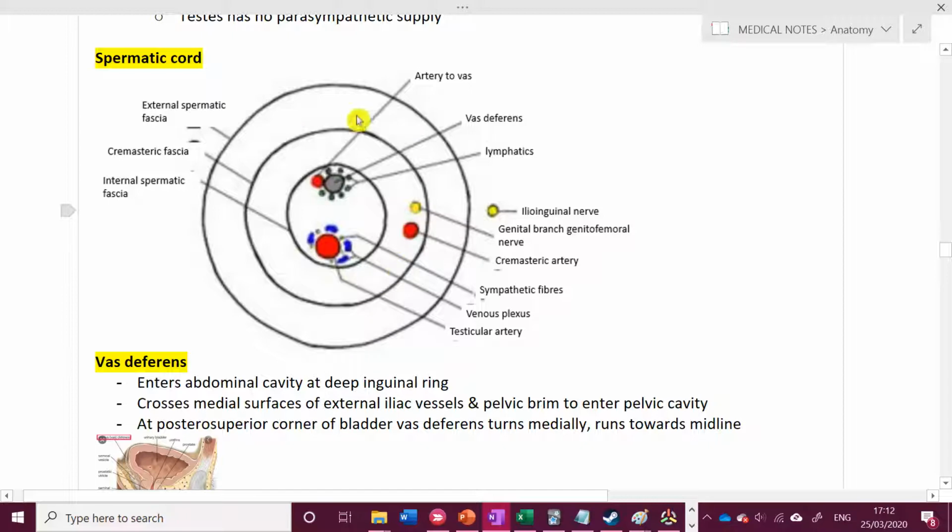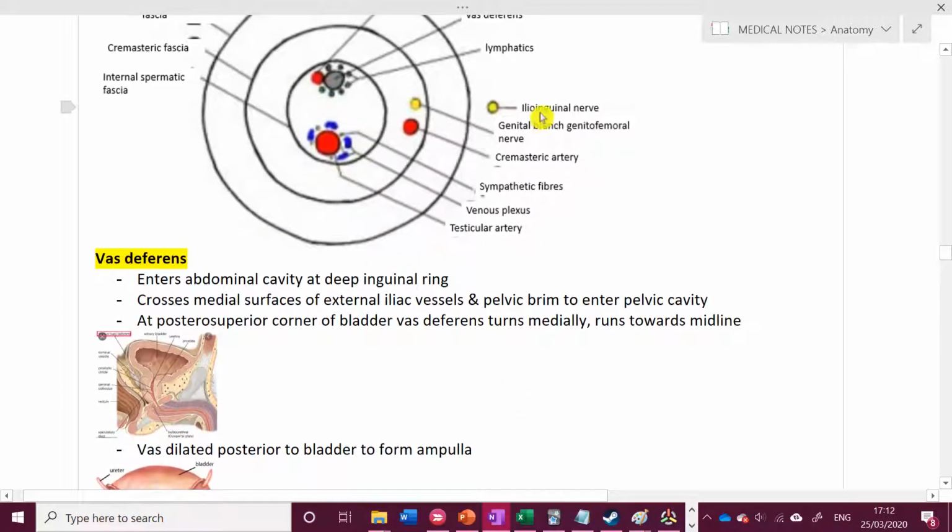And in the cremasteric fascia layer, we have the cremasteric artery accompanied by the genital branch of the genitofemoral nerve, which is a branch of the lumbar plexus. On the very outside layer, there doesn't seem to be anything of importance, and then the ilioinguinal nerve is outside the external spermatic fascia, which is another branch of the lumbar plexus.